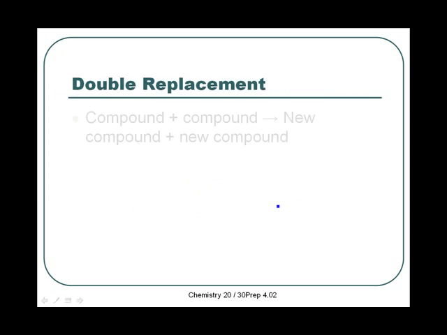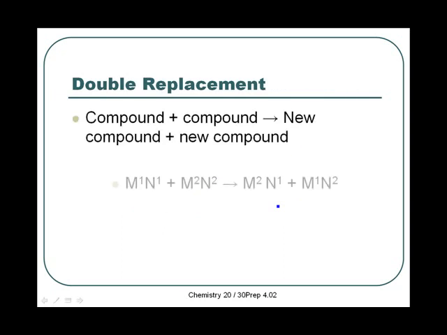Double replacement is similar to single replacement, except everything's in a compound. So we're going to have 2 compounds, and a double replacement really means a switcheroo, if you like. The metal from one compound and the metal from the other compound switch spots. So metal 1 is with non-metal 1, after it's with non-metal 2. Metal 2 is with non-metal 2, after it's with non-metal 1.